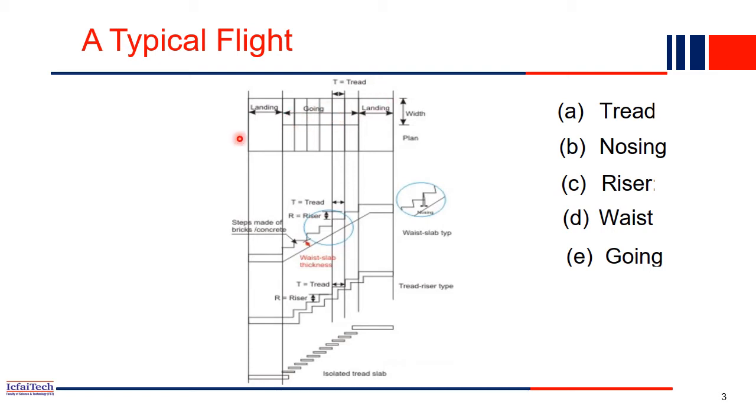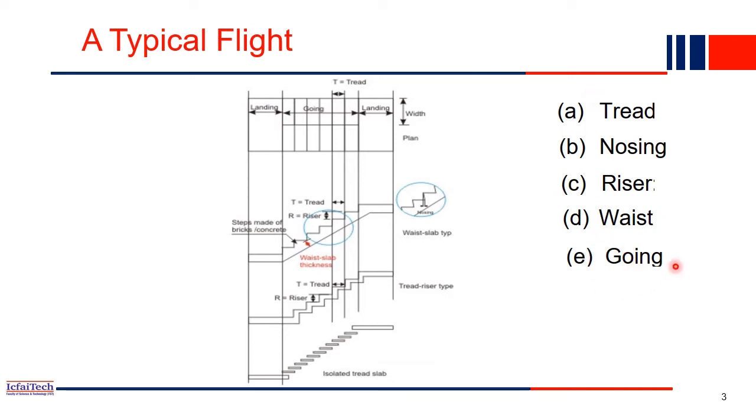So going up or going down, whichever it means. The middle portion we call the going, and then we have the landings. Then this is the width of your slab, so it is actually a double staircase that is mentioned, right? Then these are the different key parameters you will find in a staircase.